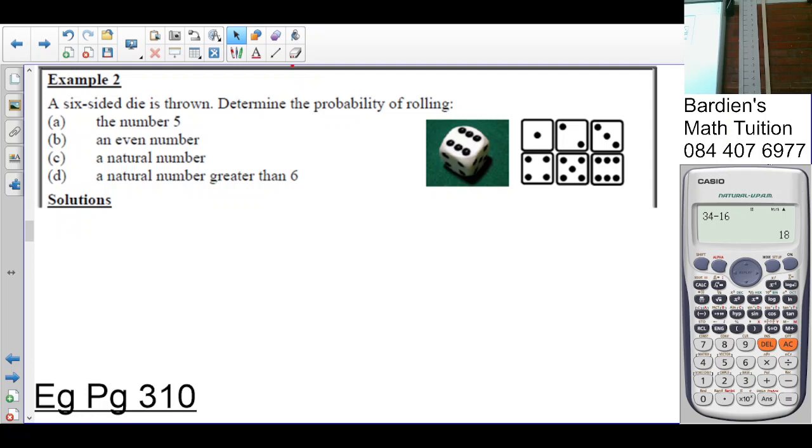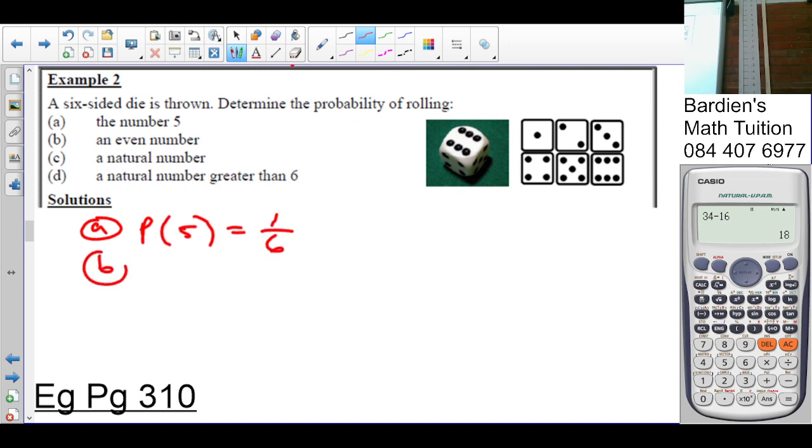So in A, how many possible outcomes are there? There are 6 outcomes. It says, determine the probability of a number 5. How many 5s are here? 1. So it's going to be 1 out of 6.